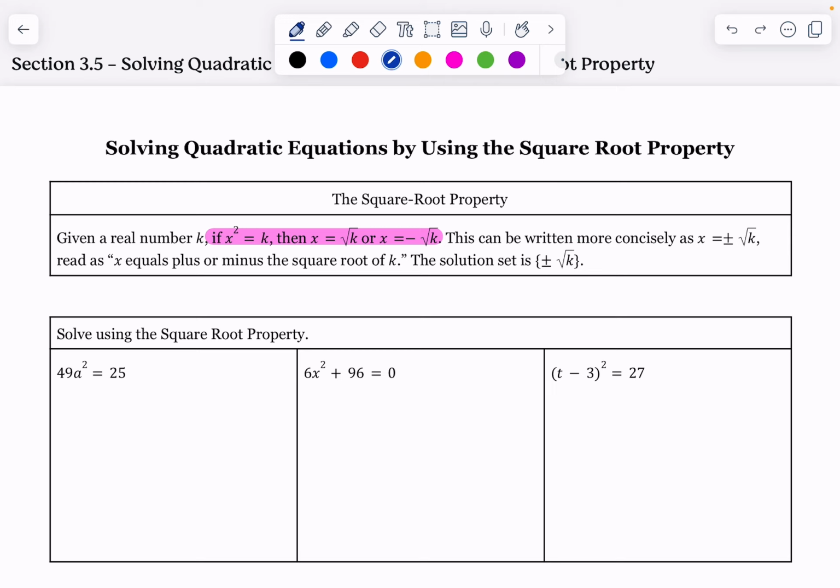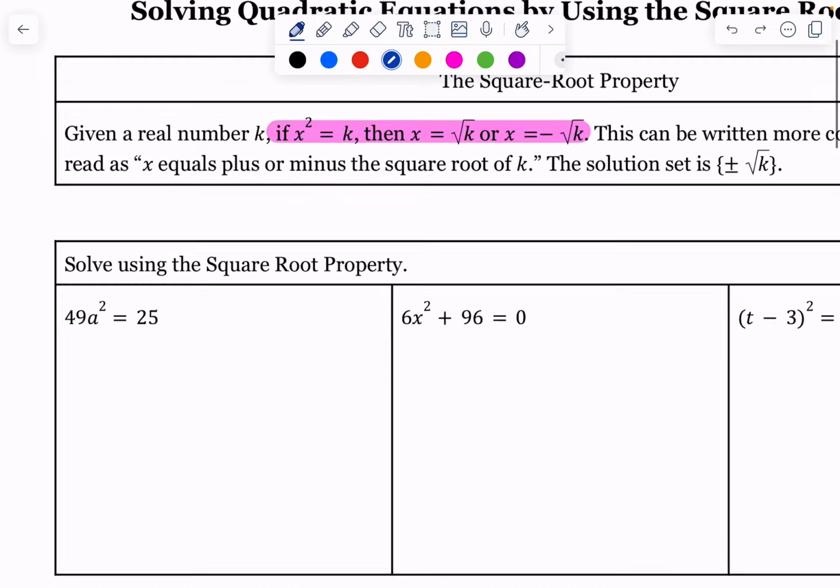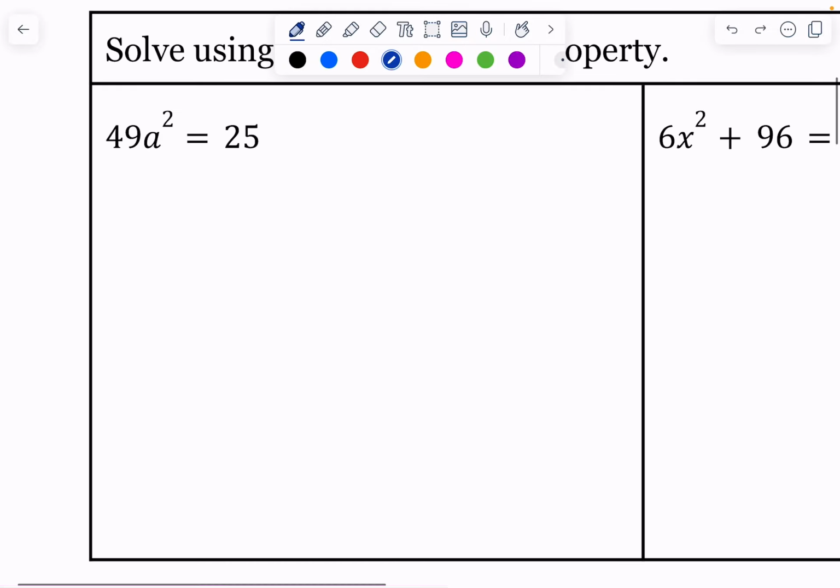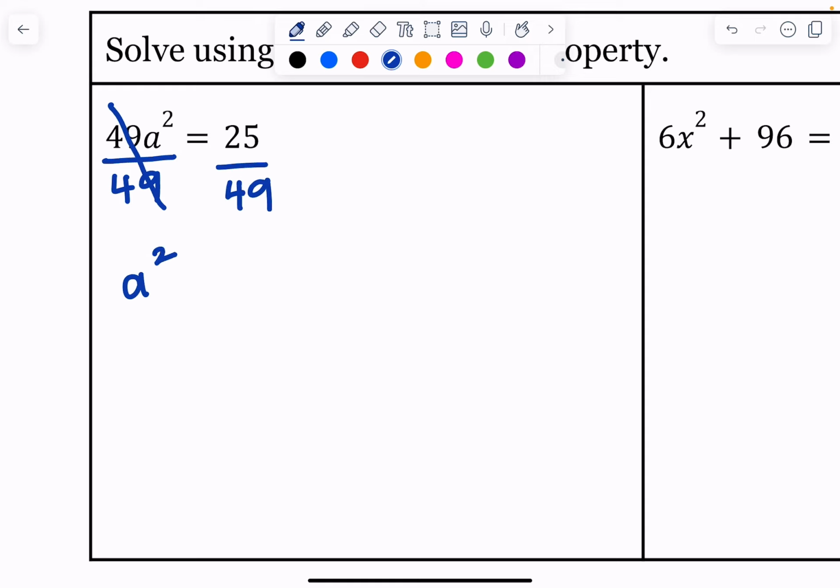All right, for this first section, it says solve using the square root property. And zoom in on this first one. Before we do the squared, we need to get a by itself, so I'm going to divide by 49. Here I could get a decimal, but I am going to leave it as a fraction. You will see in a second. So I've got a squared equals 25 over 49.